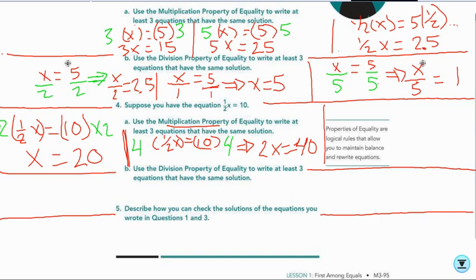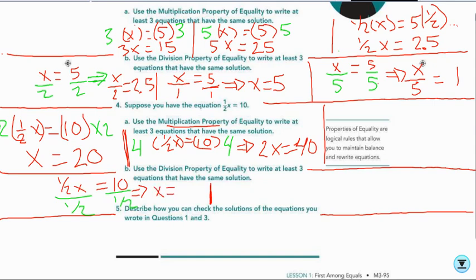B says to use the division property of equality to write at least 3 equations that have the same solution. Again, I'm just going to do 2. So the first one, I could take half of an x, which is equal to 10. And let's pretend like we divide by 1/2. So if I take a half divided by a half, that's just going to give me 1, because anything divided by itself is 1. So I get 1x by itself.